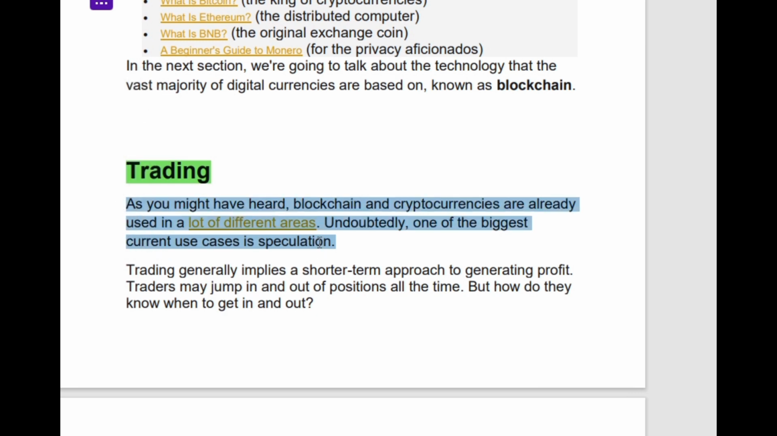So in this way, trading shows many applications like Binance, blockchains, cryptocurrencies, different areas where we use that, with huge benefits. Trading generally implies a shorter term approach to generating profit. Traders might jump in and out of positions all the time. But how do they know when to get in and out?